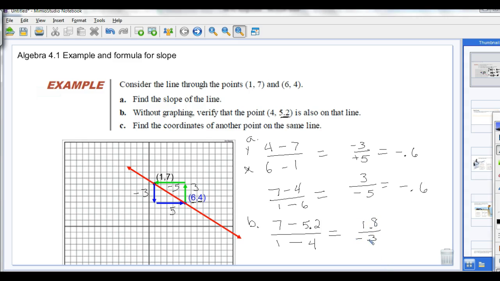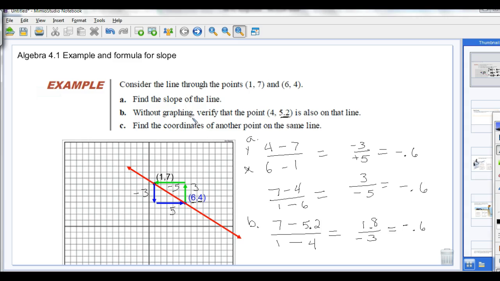And if I take 18 divided by 3, that would give me 6, so 1.8 divided by 3 would give me 0.6, but I also have a positive divided by a negative, so that gives me negative 0.6. So notice this number is the same as the other two numbers, so that tells me the slope is the same, because my change in y's over change in x's is the same ratio as the change in y's and change in x's on my other pairs of points.